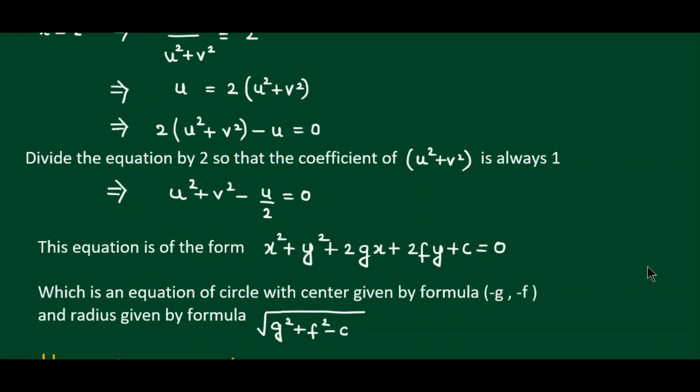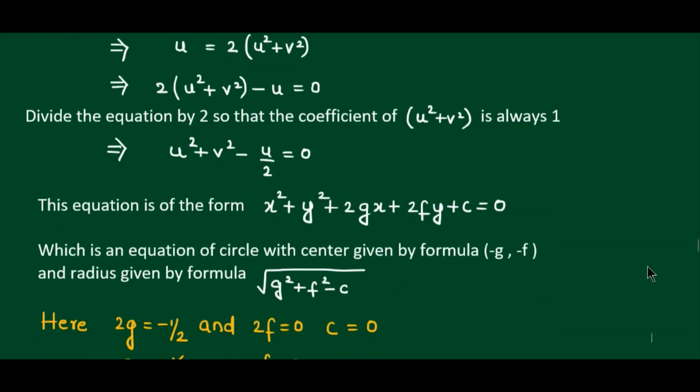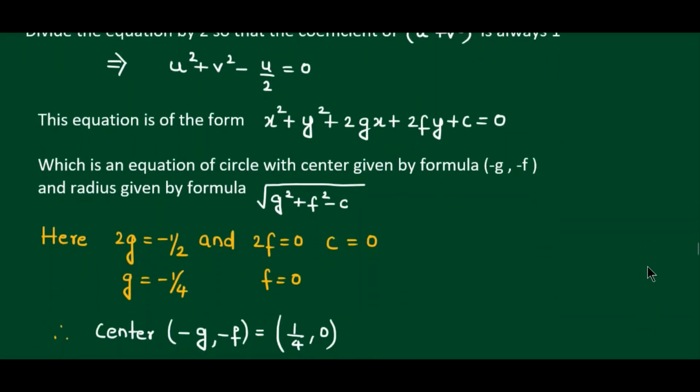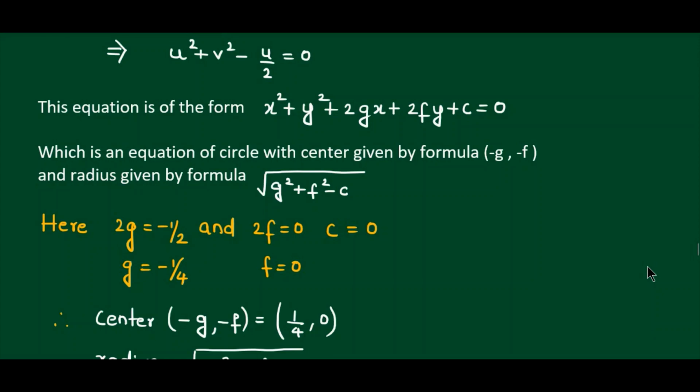This equation is expressed in terms of x and y, but our equation is expressed in terms of u and v. So I hope you may know how to compare these two equations. Here x stands for u and y stands for v. Now here you may notice x square plus y square coefficient is 1. Therefore, u square plus v square coefficient is also 1. Now after comparing these two equations, you can write what is 2g. 2g is nothing but the coefficient of u, which is minus 1 by 2.